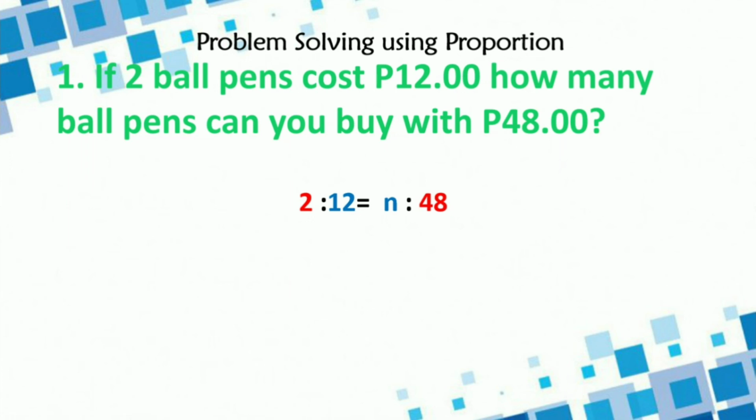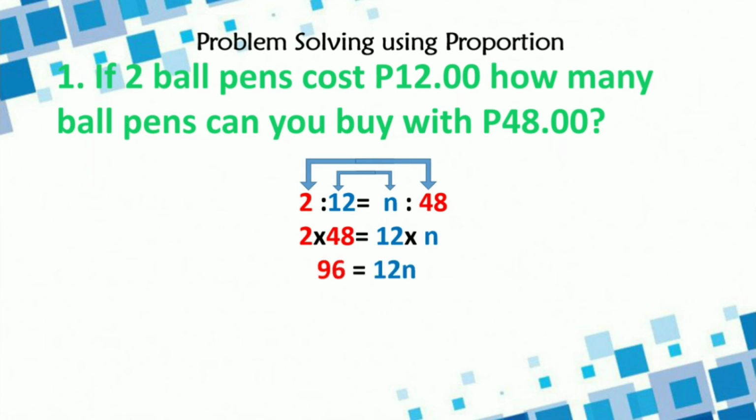Okay, yung process natin is, multiply extremes and then multiply the means. So we have here 2 times 48 is equal to 12n. So 48 times 2 is 96. 12 times n is 12n. To isolate the variable n, we have to divide both sides by 12. So cancel out, n is equal to 8. Okay, so kung meron pala tayong 48 pesos, meron tayong mabibili na 8 ball pen. Or n is equal to 8.